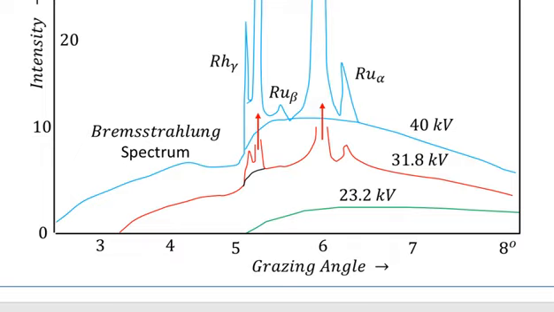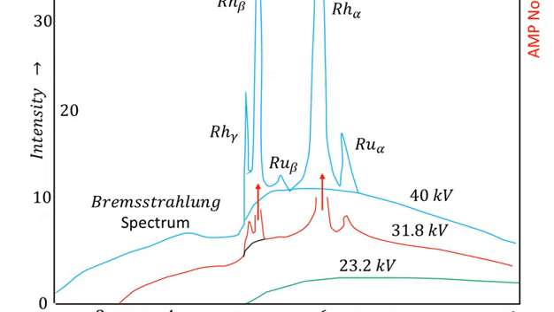You see that we are plotting the spectra of the X-ray radiation. You can see that the Bremsstrahlung spectrum is a continuous spectrum. And for these three different energies, these spectra have been shown: for a 40 kV potential difference, for a 31.8 kV potential difference, and for a potential of 23.2 kV. These are the potential differences which were applied to accelerate the electrons to obtain these spectra.